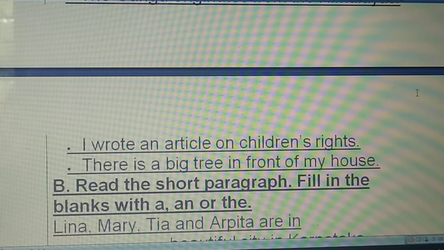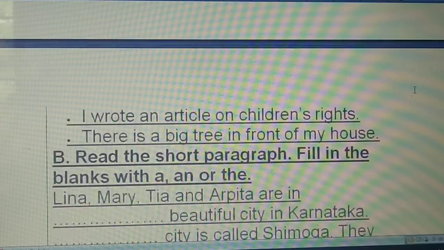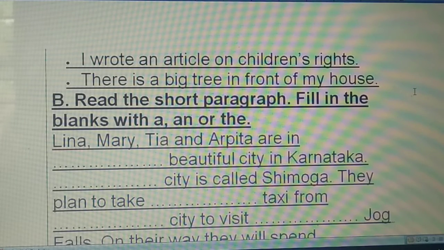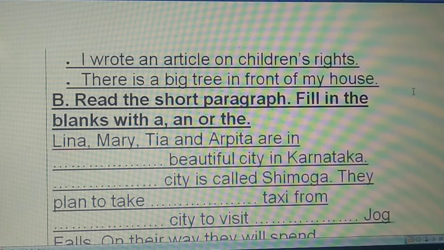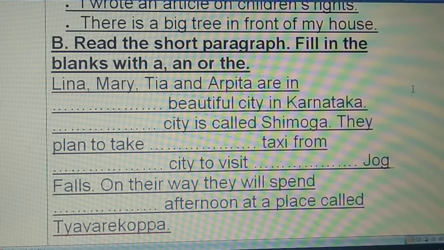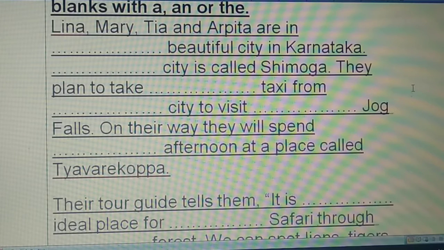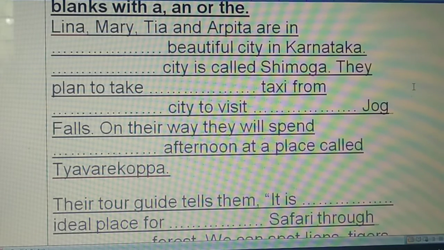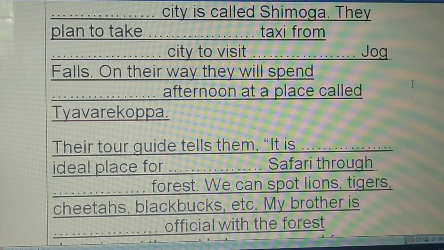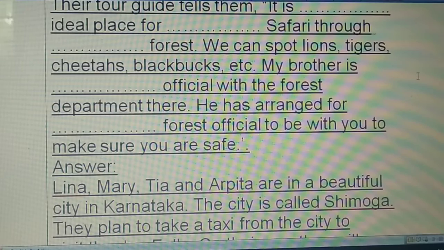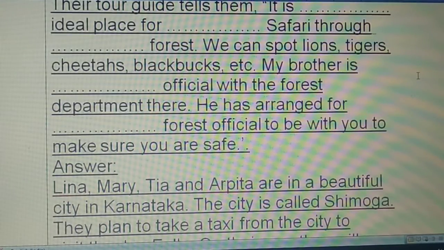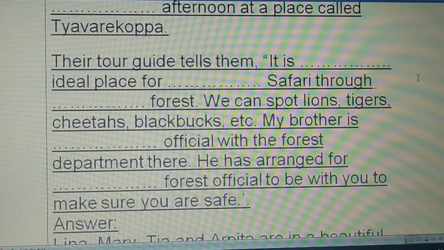Now read the short paragraph, fill in the blanks with a, an, or the. You have to read this carefully and then fill in the blanks. I hope you are reading it. Please go through very carefully, otherwise you'll make errors, children. So read very carefully. Are you reading it?